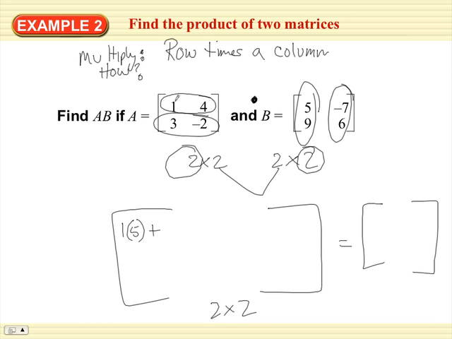What's next? Plus. Okay, so we're going to take this whole row times the column. So 1 times 5 plus what? The second one times the second one. 4 times 9. Get this process down. First one times first one plus second one times second one. Put it here.